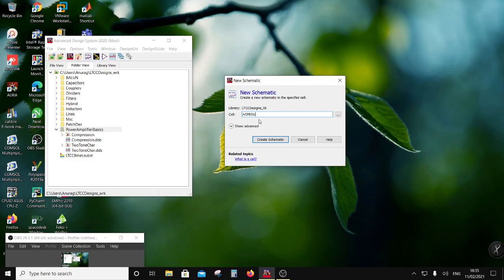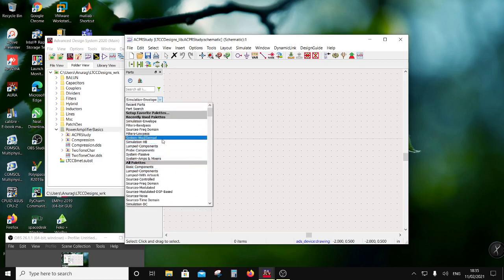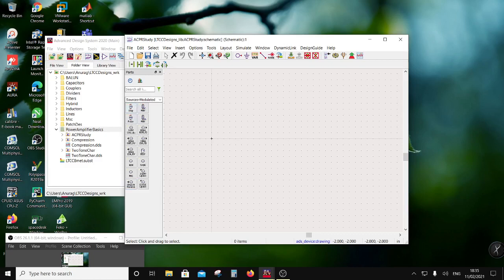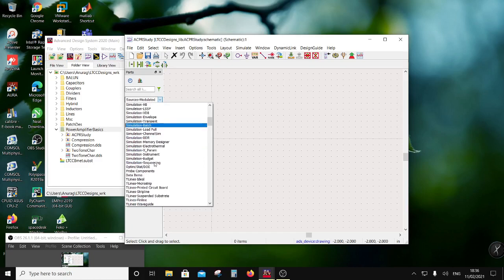So let's say I am going to do an ACPR study. We are going to look at the non-linearity, so we are going to look at ACPR. What you need to do is put in what is called a modulator. Let's say I'm going to start with a very simple DQPSK, differential QPSK, pi by 4. You go to sources, modulated, and you will find modulated sources here, but I will show you how to set this up using a modulator. So let's look for a modulator.